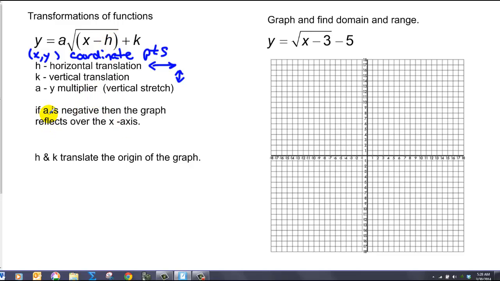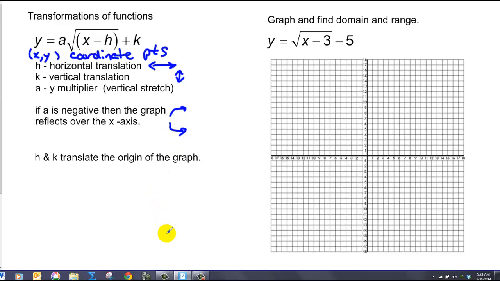And if a ends up being a negative, not only does it make it taller or squish it down, but it takes all the y values that were positive and makes them negative. So it'll put them down in the lower quadrant over here and make the graph move from this look to this look.